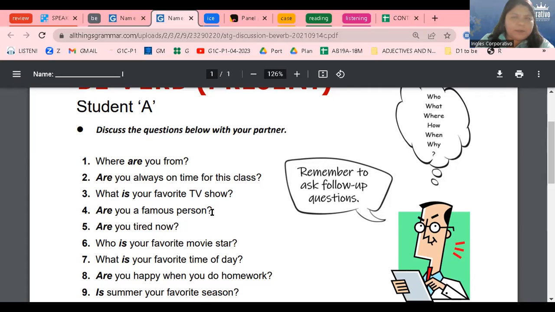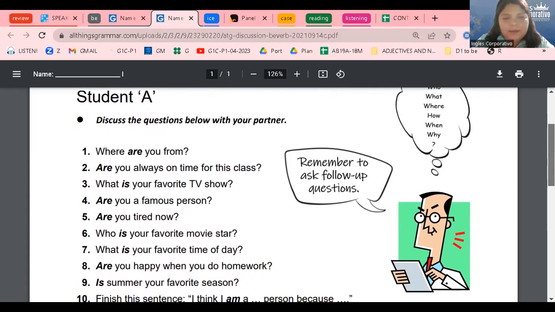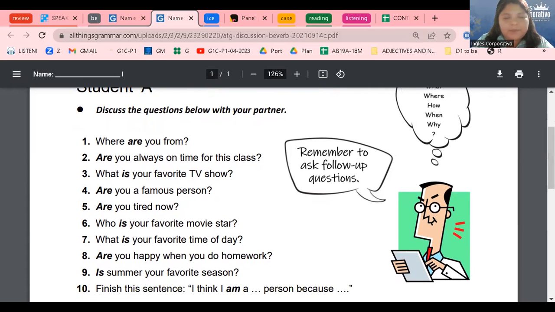Are you a famous person? What do you do? ¿Eres una persona famosa? ¿Qué haces? Are you tired now? Why? So you have to ask follow-up questions. So try to add at least one question. But remember, this is a speaking practice, okay? Recuerden que es práctica de speaking. Well, if you want, you copy the questions. If not, you don't do it.